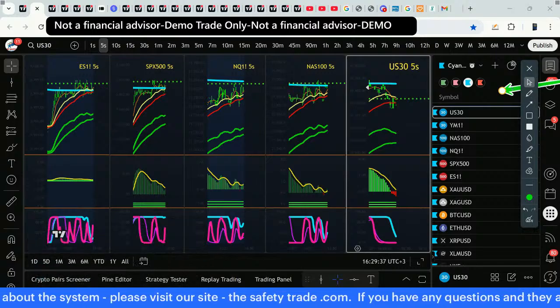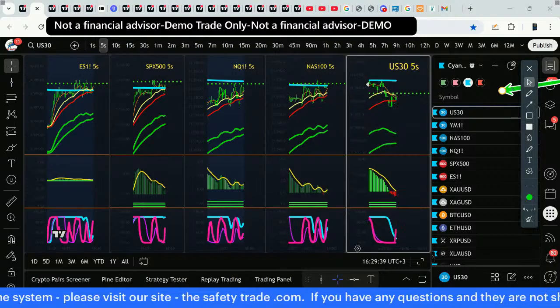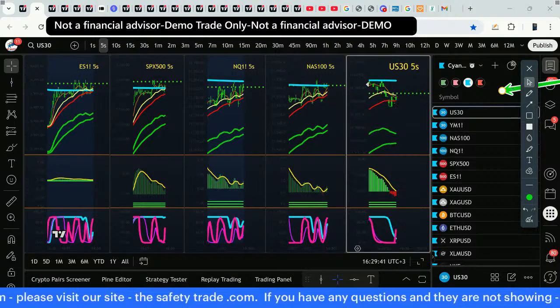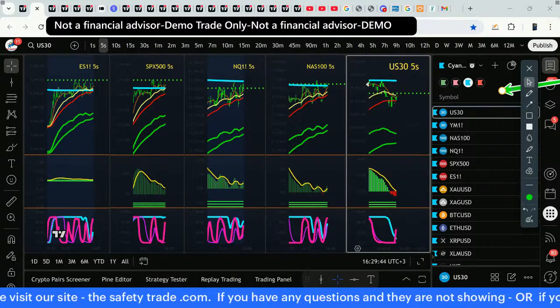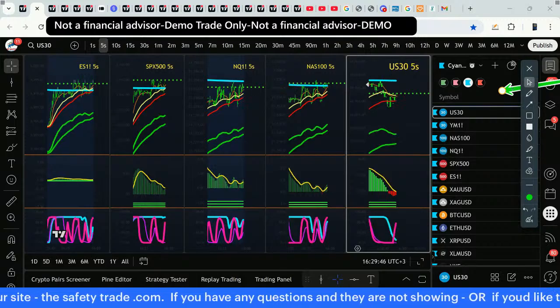Back to the blue line for NAS. Back to the blue line for NQ1. You're in the money again. Market open, market open. Do not play market open. Lock in your profits if you have any.